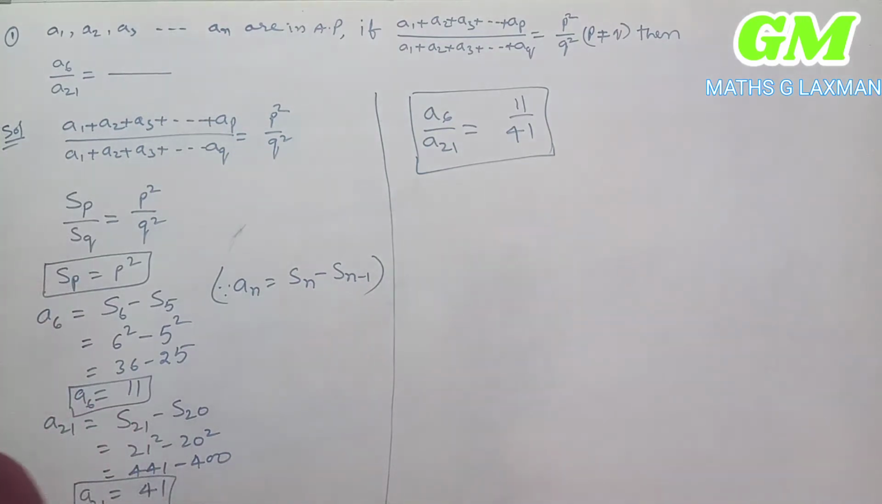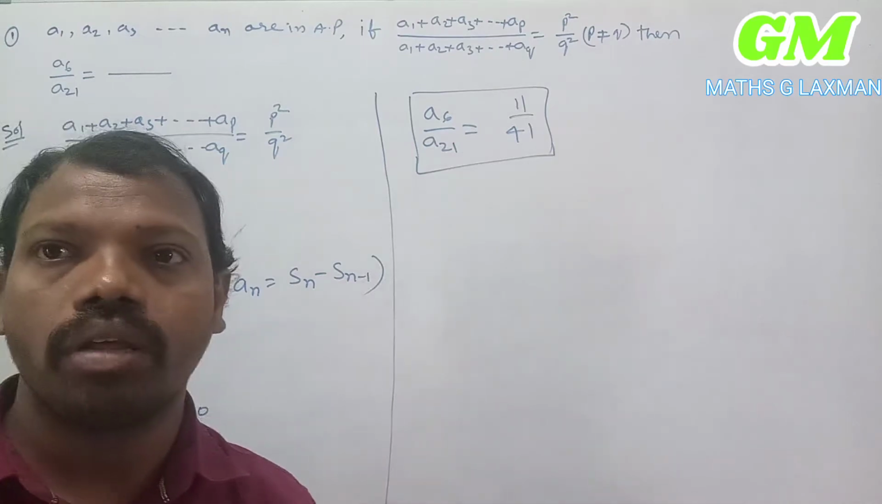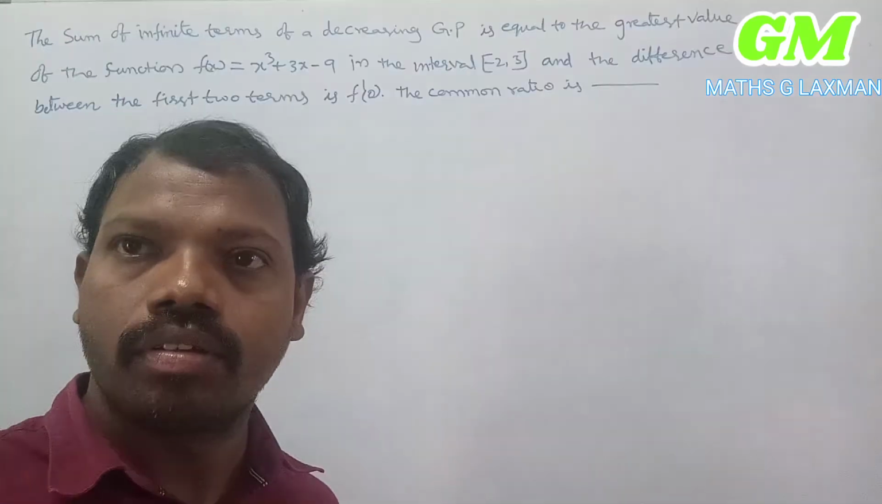Okay, so we'll see the next problem. So this is the solution. A6 by A21 is equal to 11 by 41. We'll see the next problem.